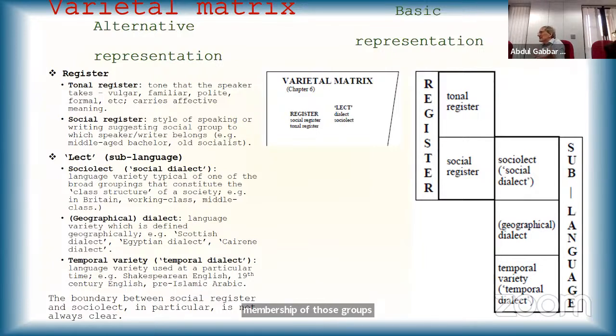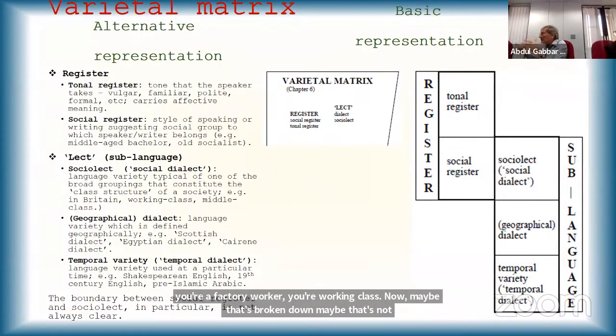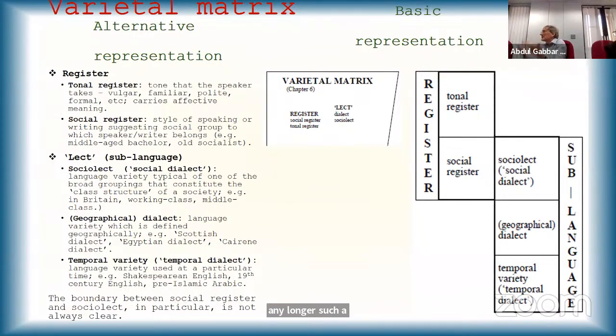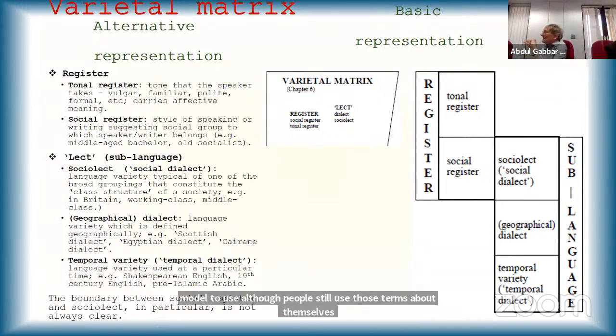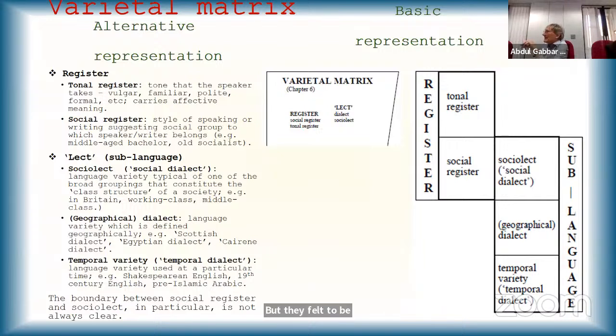And to some extent, your membership of those groups was pretty fixed. If you're a teacher, you're middle class. If you're a doctor, you're middle class. If you're a factory worker, you're working class. Now, maybe that's broken down. Maybe that's not any longer such a good model to use, although people still use those terms about themselves. But they felt to be less voluntary matters and more matters of where do you fit into the society.